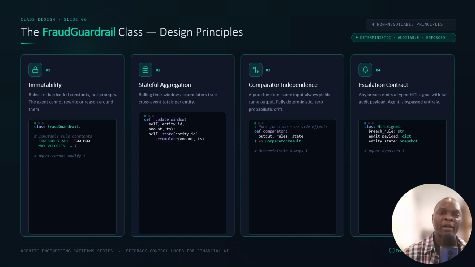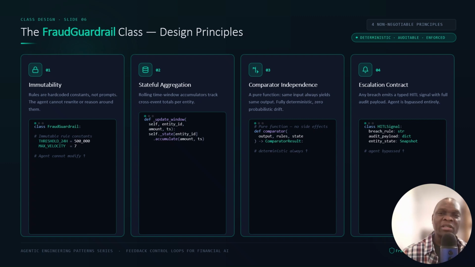Very well said. And so let's now move from concepts over to implementation. Let's look at how this code is implemented. Now, the FraudGuardrail class and the design principles around this class. The FraudGuardrail class is designed around 4 non-negotiable principles. Immutability ensures that the rules are enforced by the system, not suggested to the agent.